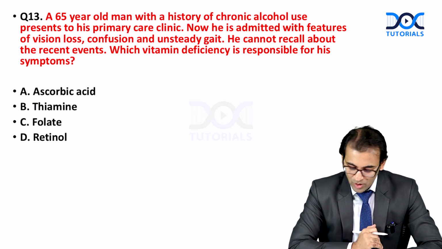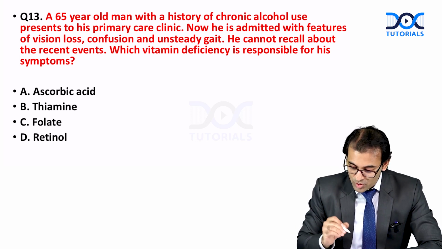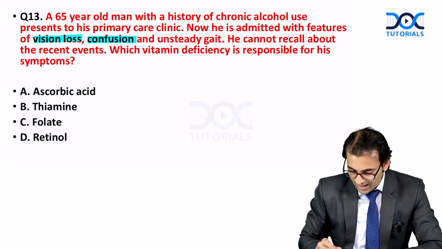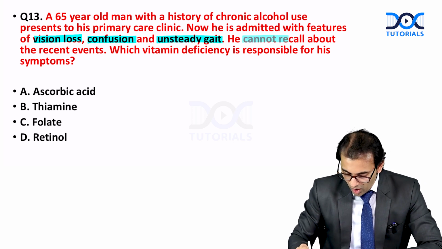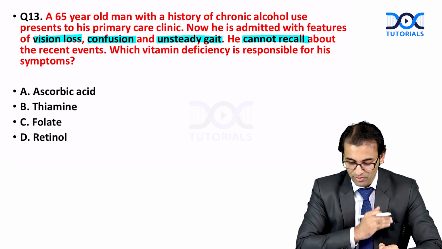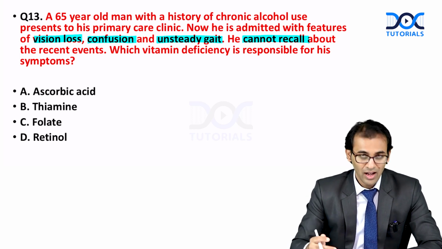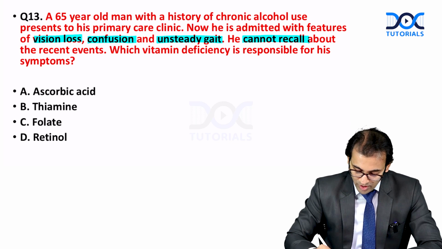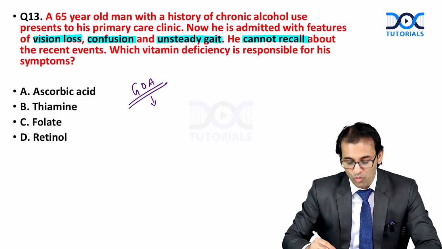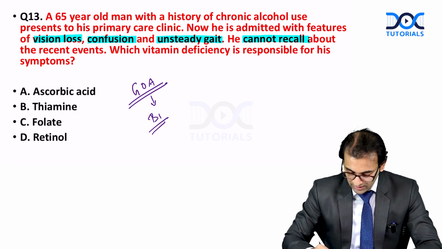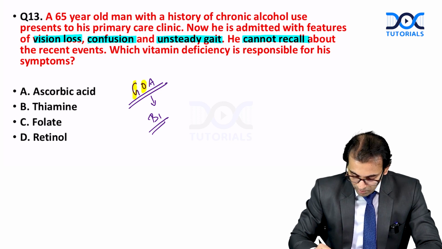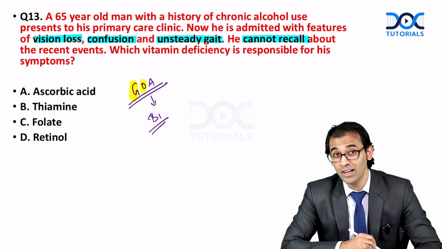Last question. A 65-year-old man with a history of chronic alcohol use presents to his primary care clinic. Now he is admitted with features of vision loss, mental confusion, and unsteady gait. He cannot recall recent events. Amnesia problem. Which vitamin deficiency is responsible for his symptoms? Remember, again alcohol. I have taught you a very famous mnemonic: because of deficiency of vitamin B1, thiamine, there can be global confusion, ophthalmoplegia, where there can be horizontal nystagmus, right?